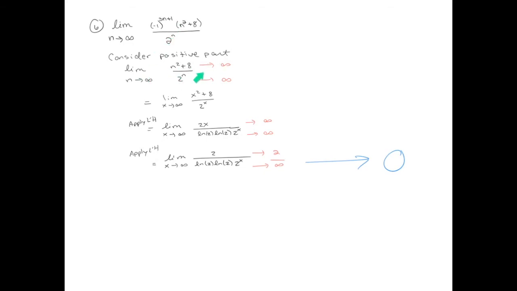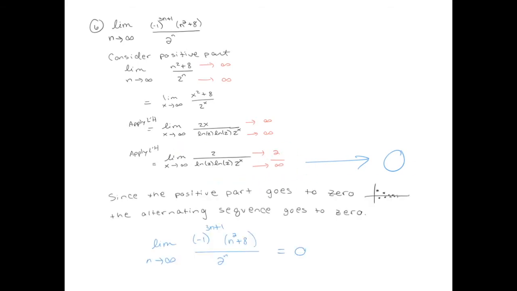As you can see, the numerator and denominator both approach infinity. We switch to x's, apply L'Hopital's rule, apply L'Hopital's rule again, and we get 2 over infinity, which goes to 0. Now we can actually use that rule that we learned a couple of slides ago. The alternating version of the sequence also must approach 0 for our final answer for this limit.